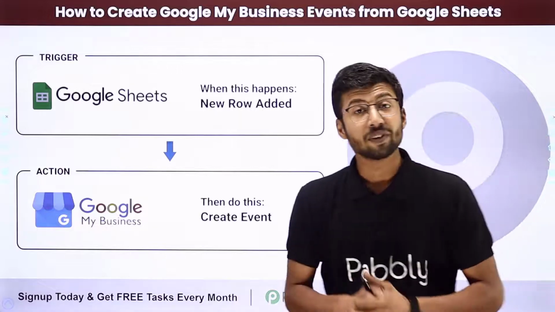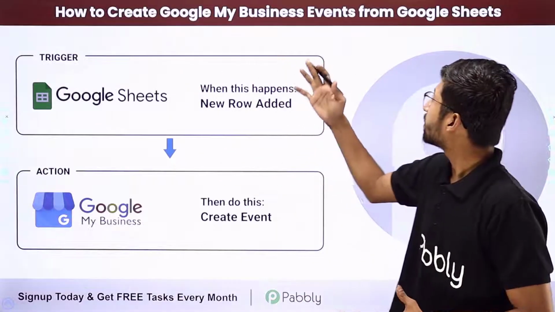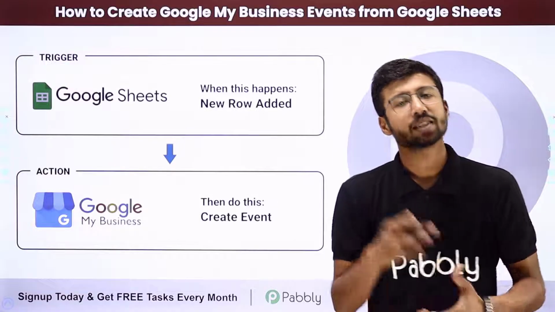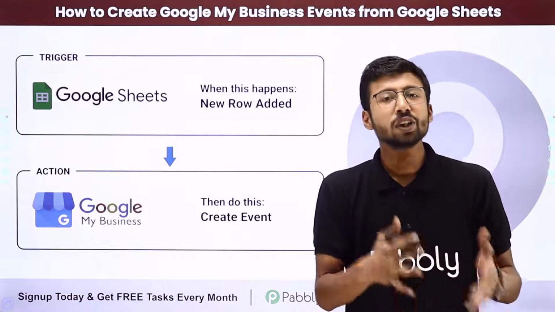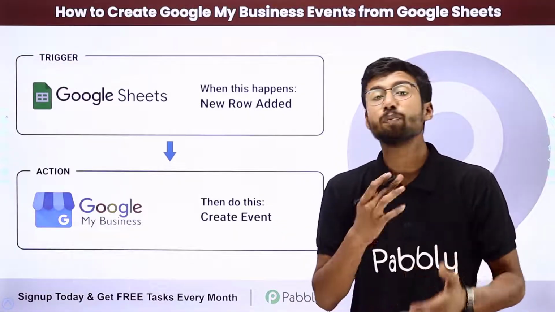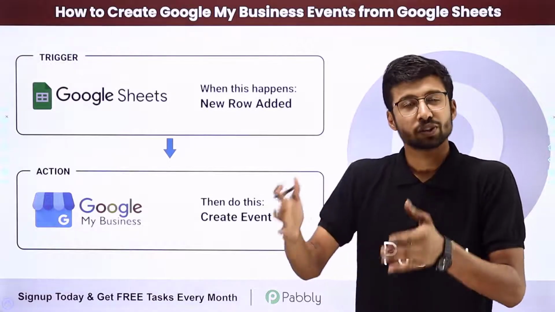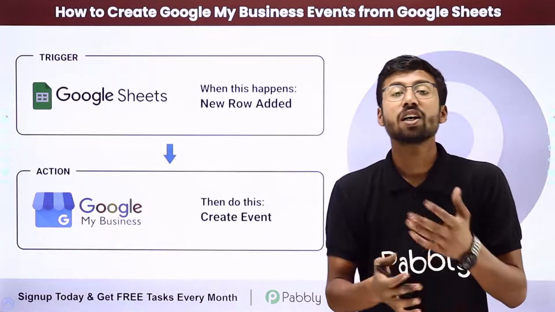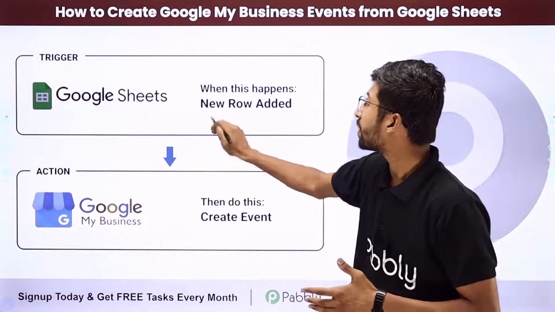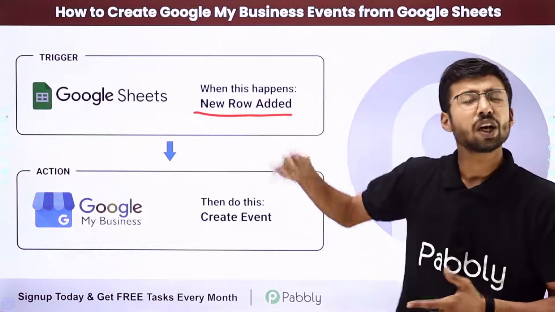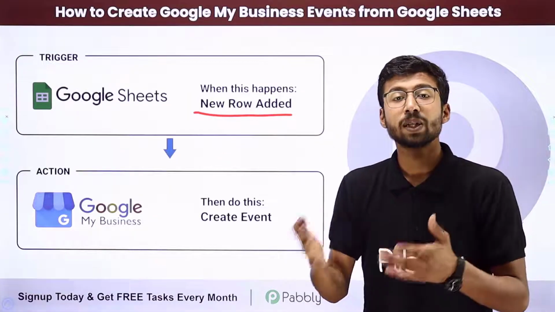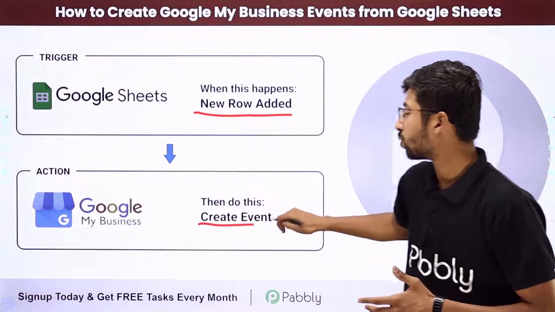So in this video, we will learn how to create a Google My Business event from a Google Sheet. Suppose, on a regular interval, you keep on hosting events and you keep on updating your business events on your Google My Business profile. Now you want that whenever a new row of event details is added into a Google Sheet, automatically those events should be created in your Google My Business account as well.